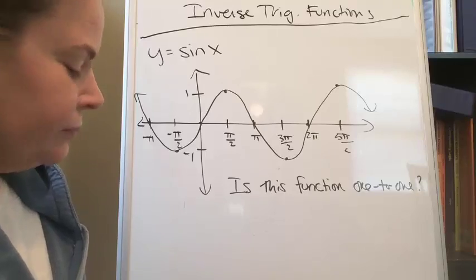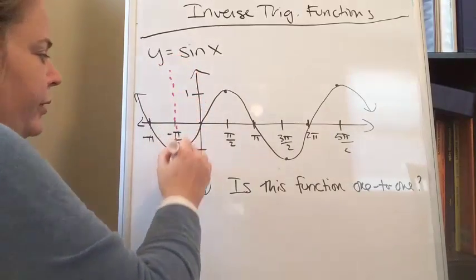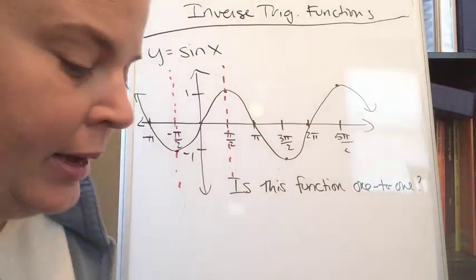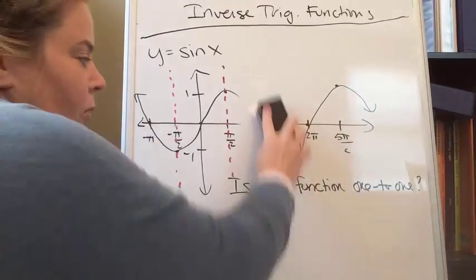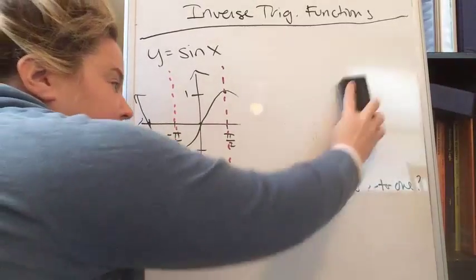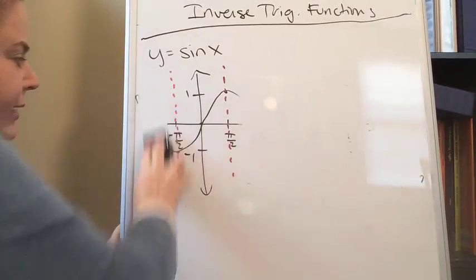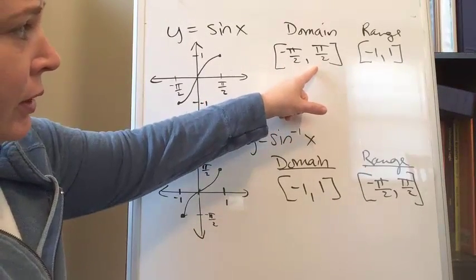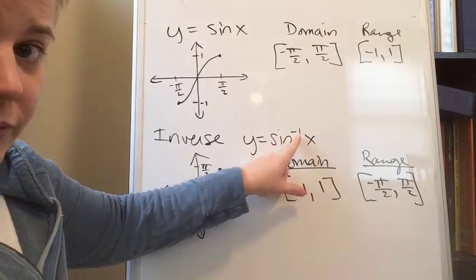It is not one-to-one. However, if we restrict the domain, so let's just focus on this part of the graph, from negative pi over 2 to pi over 2, if I restrict the domain, is that one-to-one? And you would say yes. So this part of the graph is one-to-one, so it has an inverse function. So if I restrict the domain of sine to negative pi over 2 to pi over 2, then this function is one-to-one, and we can have an inverse function. This little negative 1 stands for the inverse.